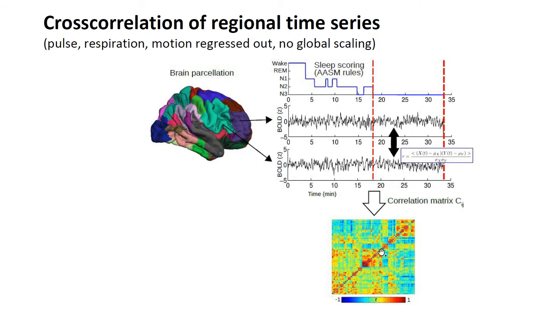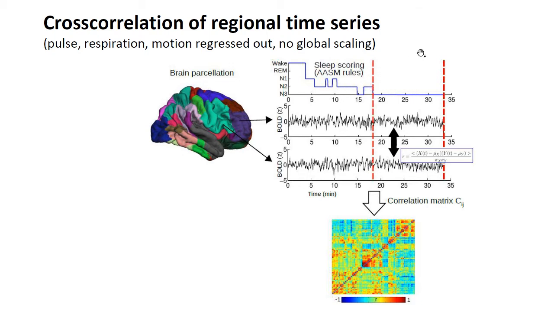So the methods we use for analysis are very classical in the field. For example, we can take a brain parcellation, and then we have the hypnogram. The hypnogram is basically, as a function of time, which sleep stage the person is in. In this case, the person starts awake, then falls asleep, and finally reaches N3 sleep.